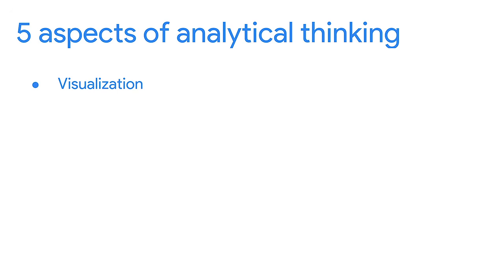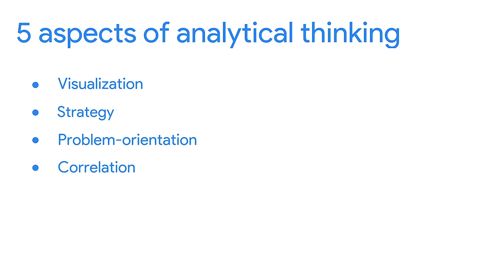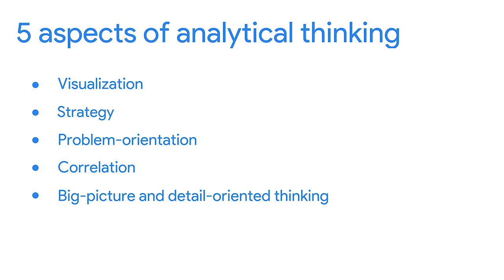Let's recap what we've learned about analytical thinking so far. The 5 key aspects are visualization, strategy, problem orientation, correlation, and using big picture and detail-oriented thinking. And we've seen how you already use them in your everyday life. We also talked about how different people naturally use certain types of thinking, but that you can absolutely grow and develop the skills that might not come as easily to you. This means you can become a versatile thinker, which is a very important part of data analysis.